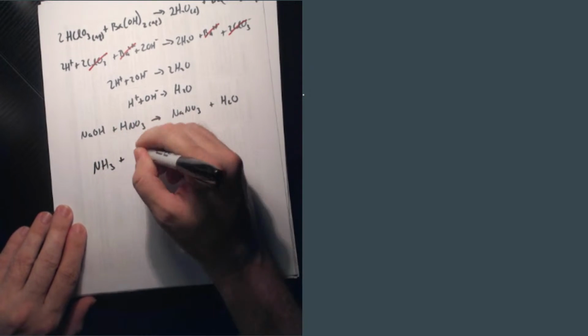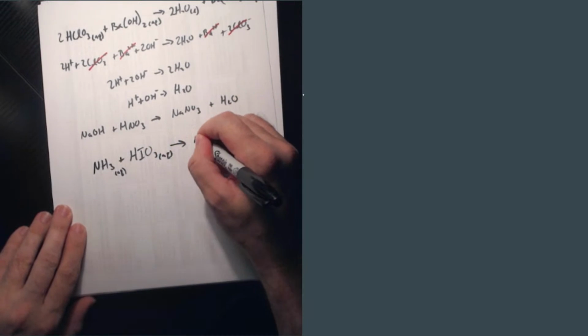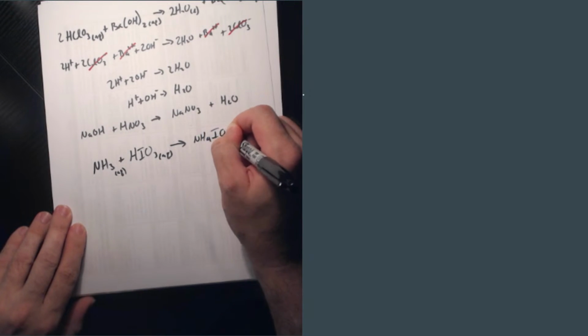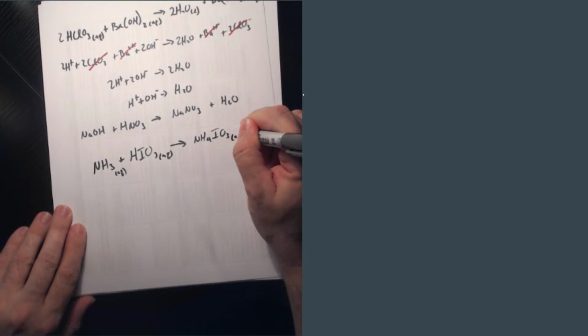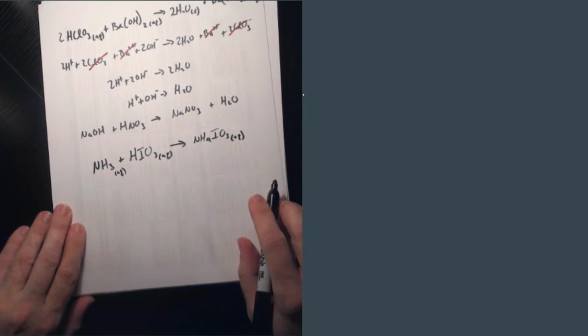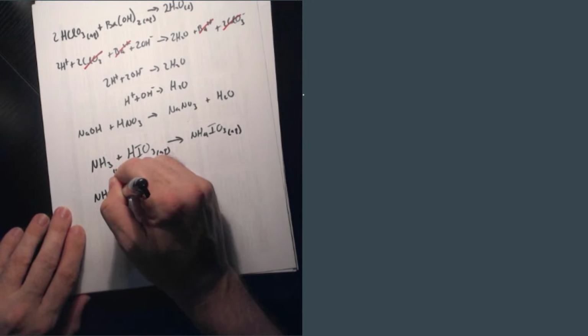And finally, NH3 plus HIO3 makes NH4IO3. There's no OH, so you're not going to make water on this one. But this guy is still aqueous. And this one I will go ahead and do the net ionic equation, because there's an interesting thing here.